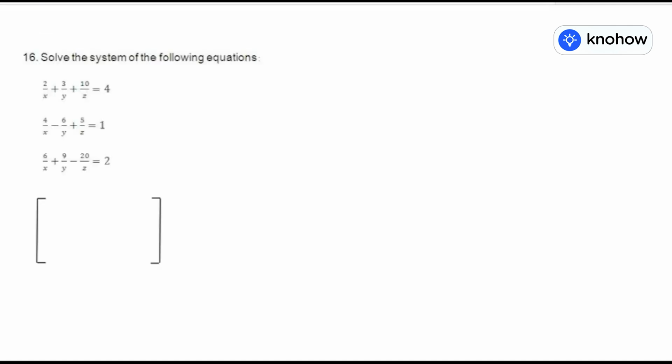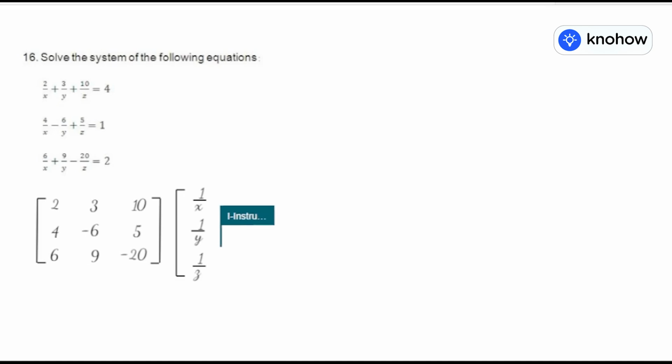So you rewrite it in matrix form. Rewrite the question as a matrix equation. You write the coefficients 2, 3, 10, 4, minus 6, 5, and 6, 9, minus 20. That is your coefficient matrix. And the variables, instead of x, y, z, for a moment you consider 1 by x, 1 by y, and 1 by z, equal to the constant matrix 4, 1, 2.